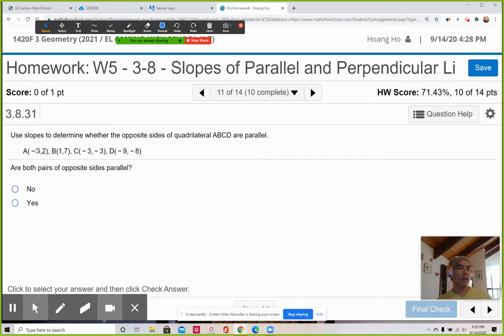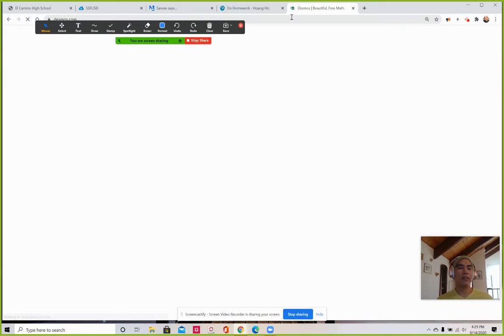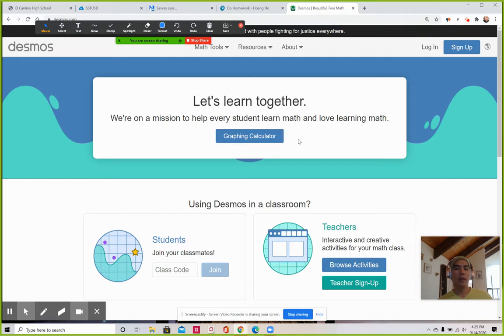Clean this. Use the slope to determine whether the opposite sides of the quadrilateral ABCD are parallel. Okay, so with this one, I would love that you wrap these. It's best that you use desmos.com. Perfect. Done. All right.